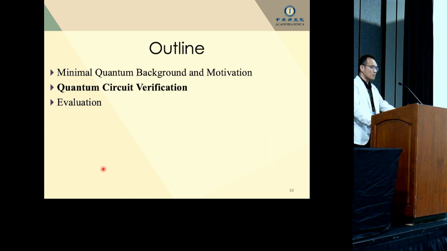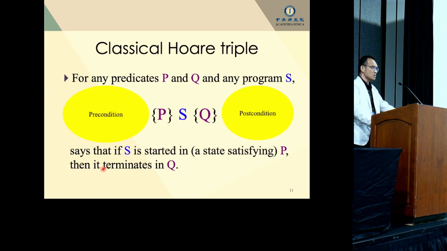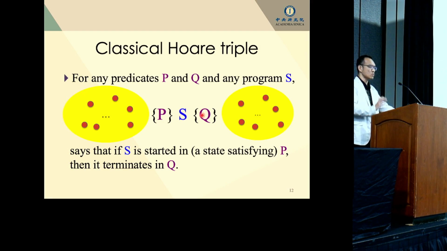Next I'm going to describe our approach, how we do quantum circuit verification. Let's begin with something we are familiar with. What is a Hoare triple? It starts from P and Q, the pre- and postconditions, and S is the program you are going to verify. If the triple is valid, it means that from all states described by the precondition P, after you run the circuit program S, it ends up with some state in Q. That's the verification problem.